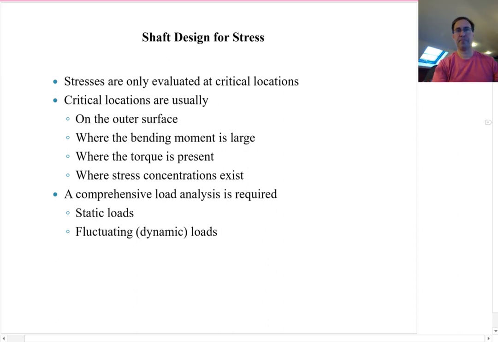Okay, shaft design for stress. A lot of shafts are very complicated, and this is where it's important to identify the critical locations.